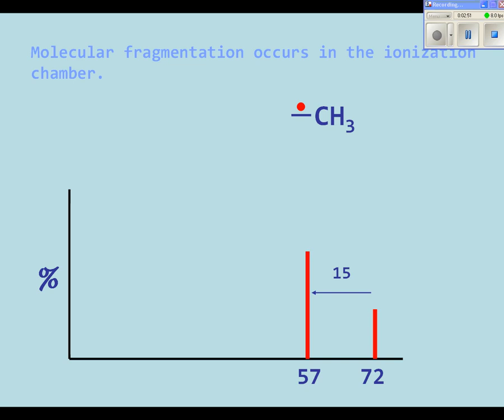72 is the weight of pentane, and an intact pentane molecule could become ionized with the removal of an electron due to bombardment, and then a whole pentane molecule could go through the spectrometer, in which case we'd get a spike at 72. This is the molecular ion peak. But the separation between these two peaks is indicative of what's left behind in the ionisation chamber.